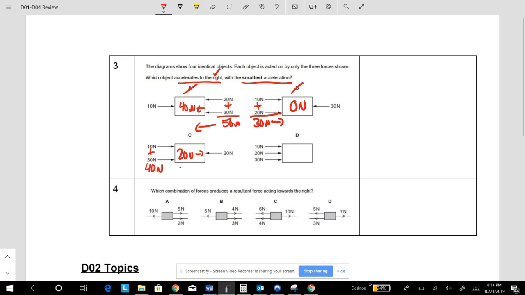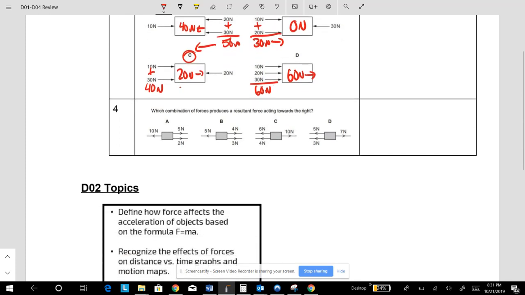So the last one, D, is 10 plus 20 plus 30. So if you guys look at that, that should be 60 newtons. So my net force is 60 newtons to the right. So it does check off that box that it is to the right, but it's not the smallest acceleration. That goes to option C.